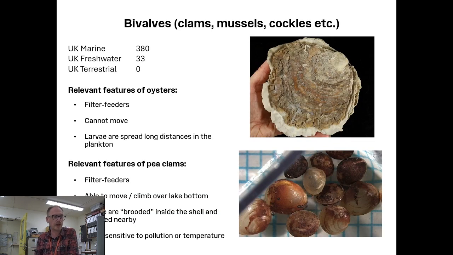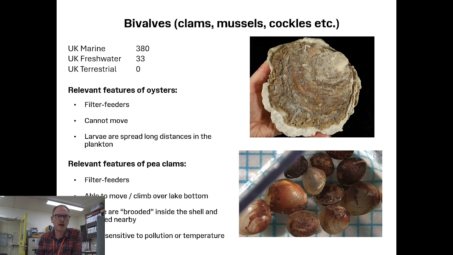After those, we're going to come on to the bivalves, clams, mussels, cockles and so on, and the oyster and the Arctic pea clam are great examples of that. There are a lot of species in the sea and a few in fresh water, but these guys can't live on land, of course. In the case of oysters, they're filter feeders, and in fact almost all bivalves are filter feeders, so they draw water through their bodies and extract any nutrients from it.